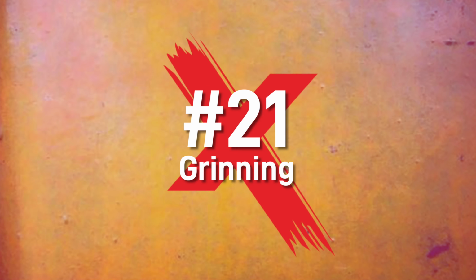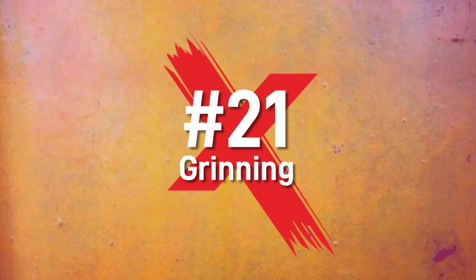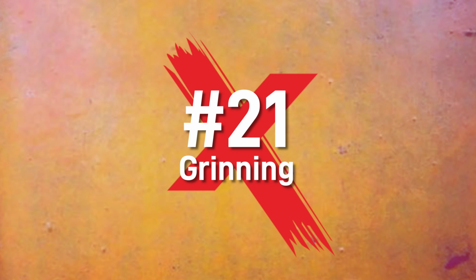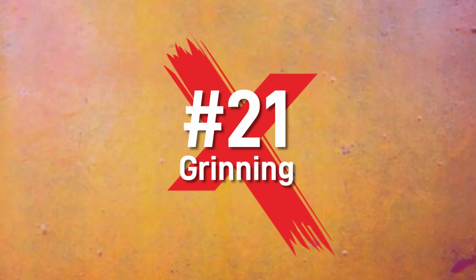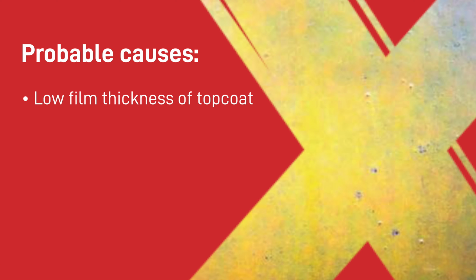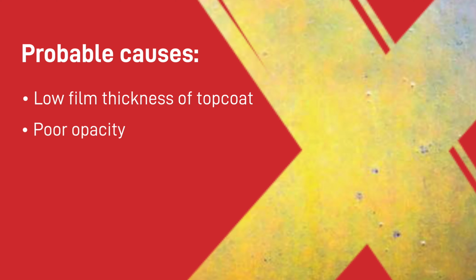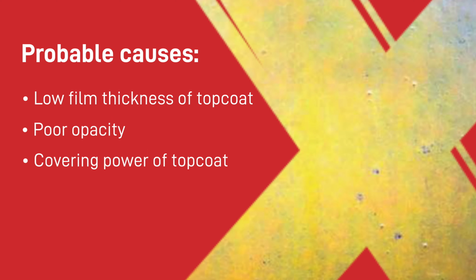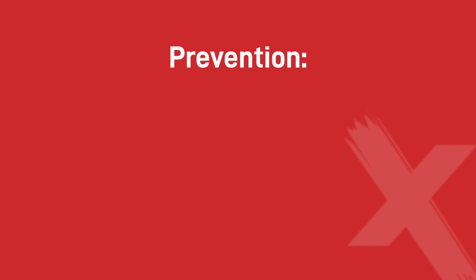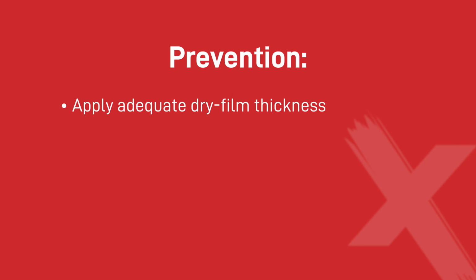Number 21 is grinning. Not normally a failure in most of life, but in coatings it can be pretty disastrous. When you can see a previous paint layer, such as a primer, showing through the top coat to the surface, it's known as grinning. It's caused by having a low film thickness of top coat, poor opacity or covering power of the top coat, or possibly even too strong a colour of primer and undercoats. To prevent grinning, apply adequate dry film thickness between individual coats and use opaque coatings with good opacity.